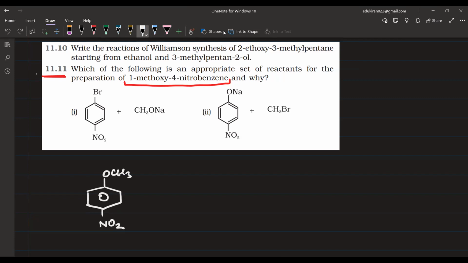First of all, do you know what alkoxybenzene is? Alkoxybenzene is where an oxygen atom with an alkyl group is attached to benzene. So OR is attached, right? So are we making alkoxybenzene here? Read the question and tell me. Preparation of 1-methoxy-4-nitrobenzene. Is this an example of alkoxybenzene? Do we have this fragment in which benzene is attached to OR?